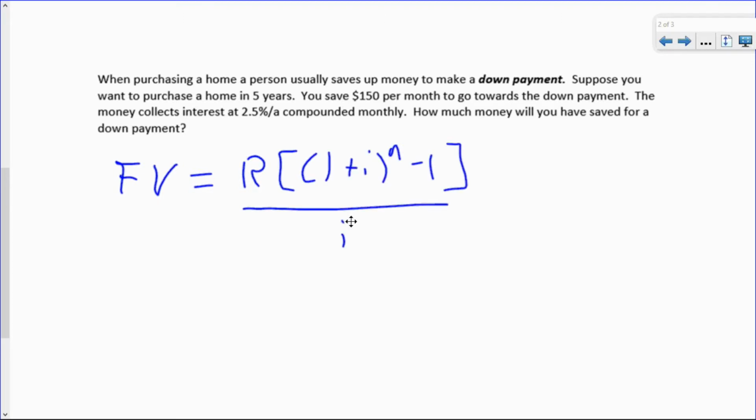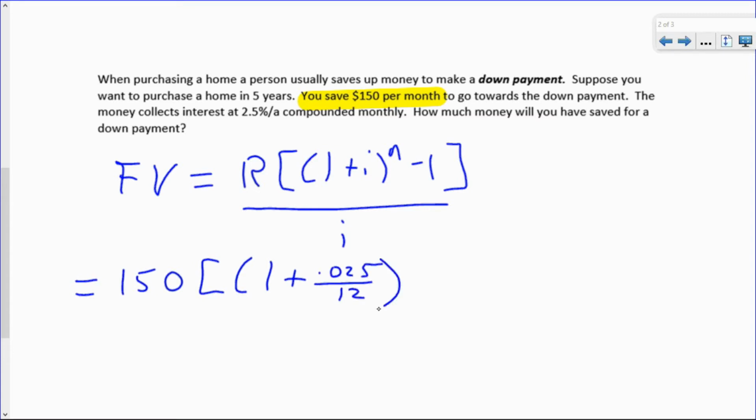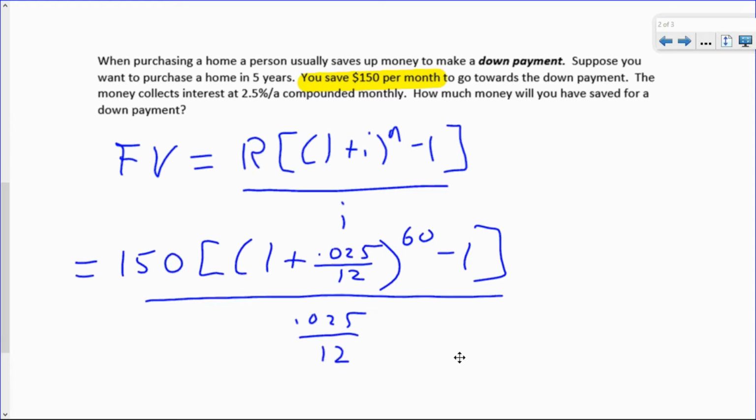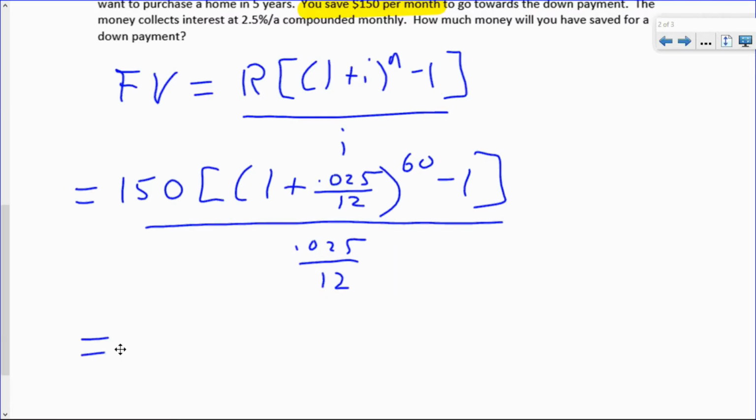The present value is zero. Your savings start at zero when you put away $150 a month. So you're going to have $150, 5 years, compounded monthly, divide your interest rate by 12, for 5 years is 60 months. So if you put that into a calculator, or you could use a TVM solver, you should get the final answer. Just doing that right now.